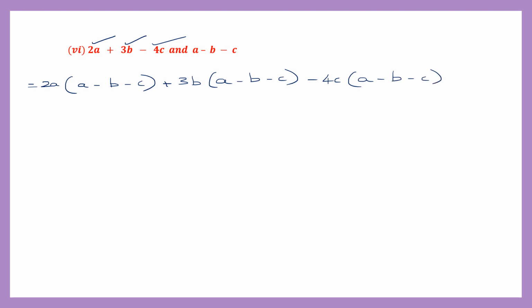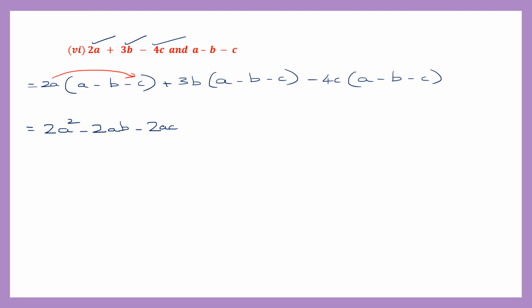So now let's work out 2a into a. So this is simple. 2a into a is 2a square. So we finish with this. Let's multiply with the next one, that is 2a into minus b. The sign will be minus. 2 is the number. A into b is ab. Let's go on to the next one. Let's multiply 2a into minus c. So the sign is minus, the number is 2, a into c is ac.